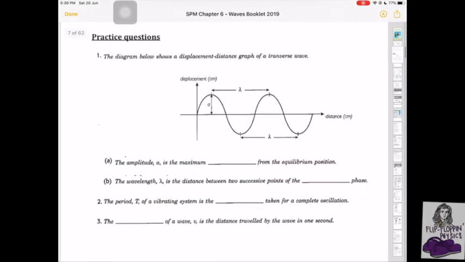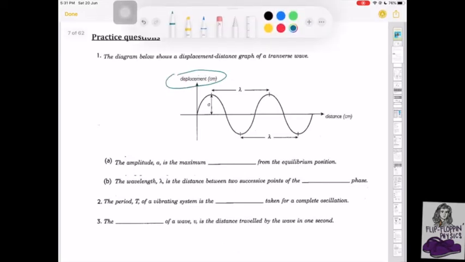Okay, so now we're going to have a look at some of the practice questions that we have for SPM. For example, in the question here, they gave you a graph. The first thing you need to do is look at whether it is displacement-time or displacement-distance. You can see here it is displacement, and they give you the unit as well, in centimeters. And here is the distance, so this is displacement-distance.